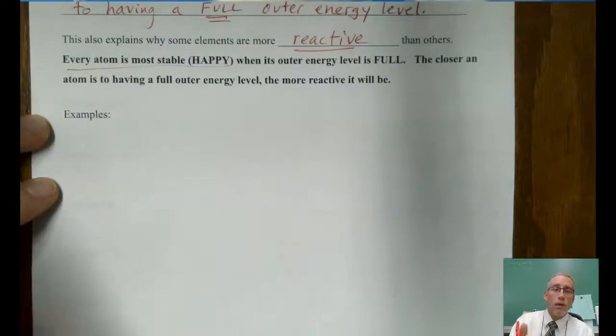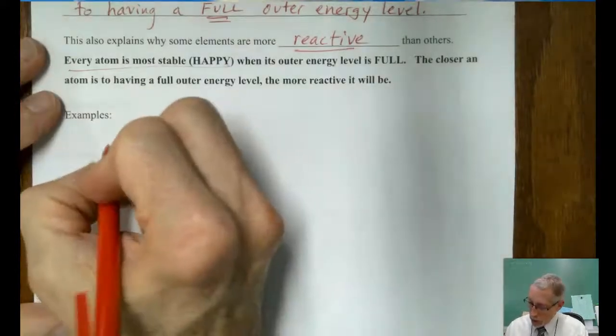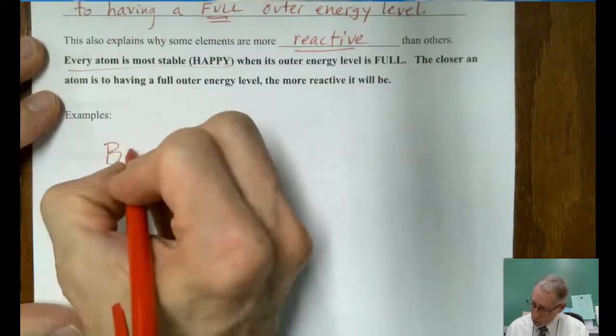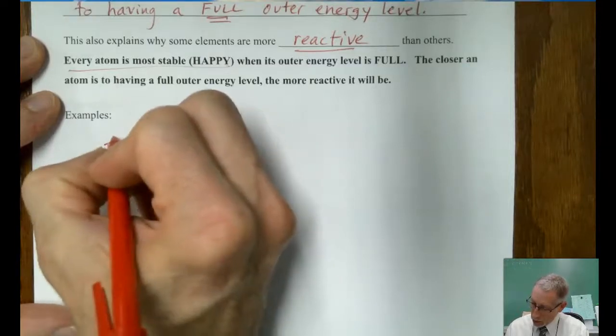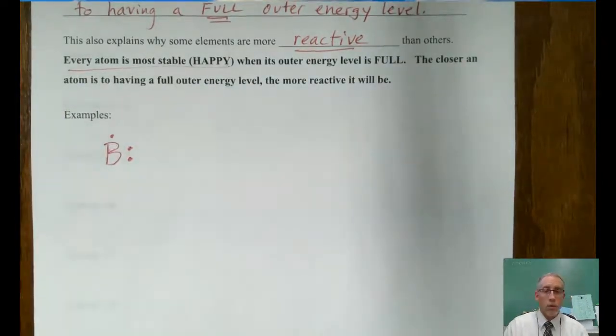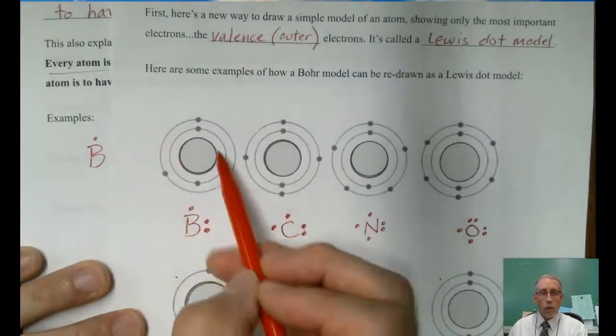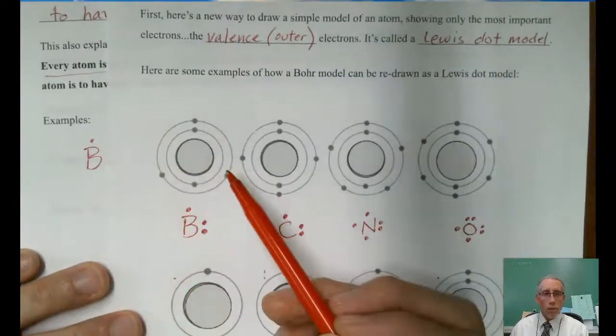Okay, so let's use some examples from the previous page to show kind of how the Lewis dot models can help us see how close things are to a full outer energy level. So we'll just start with the first one that we had there. So boron, remember boron had 3 outer electrons. It's in group 13, and everything in group 13 has those 3 outer electrons. All right? So let me show you again what we're representing with this Lewis dot model.